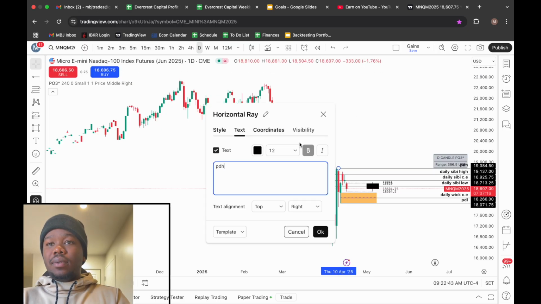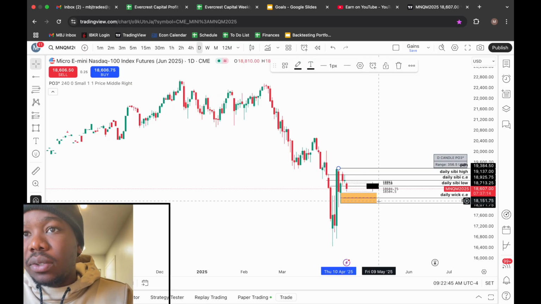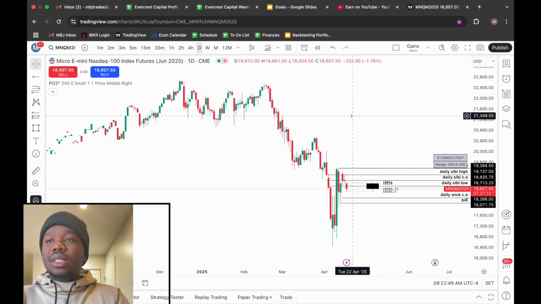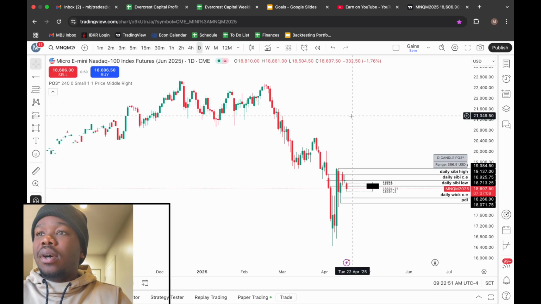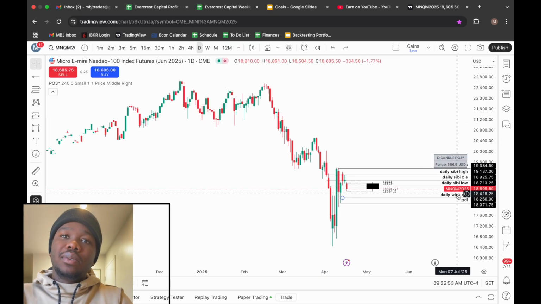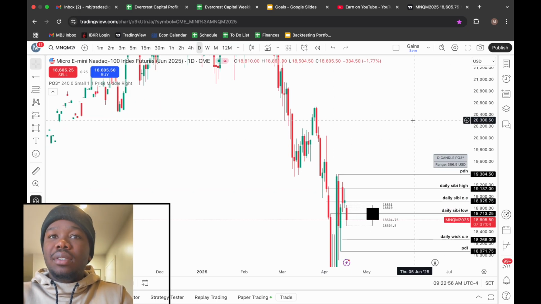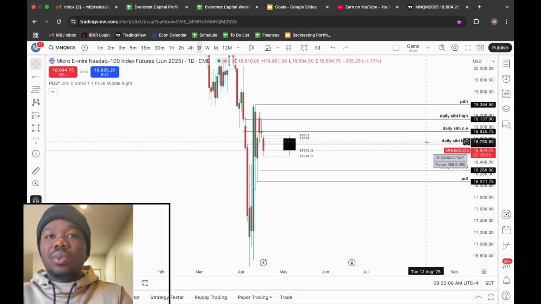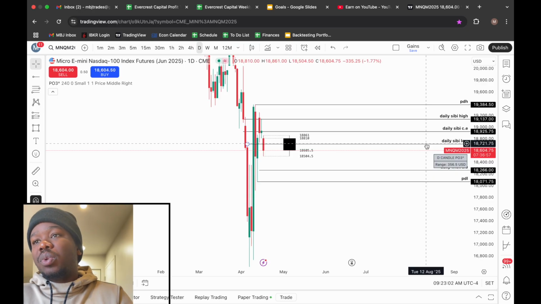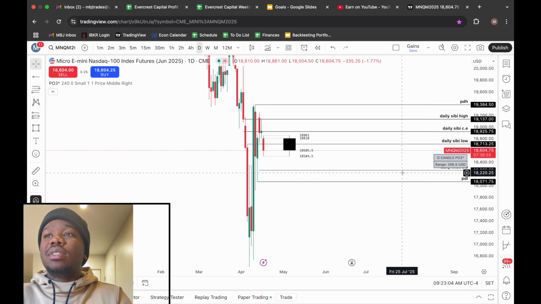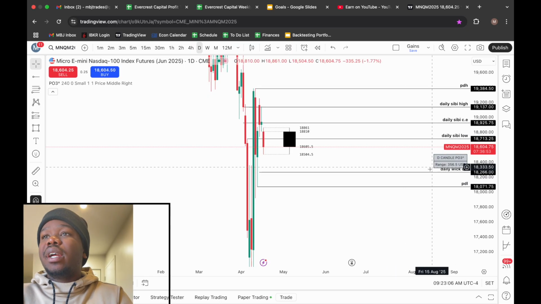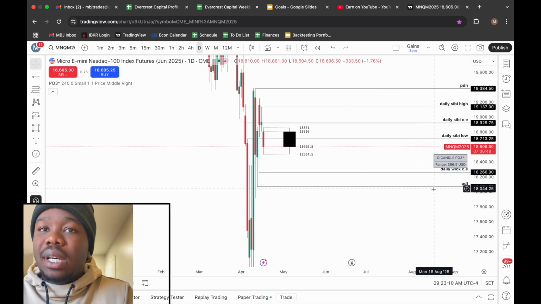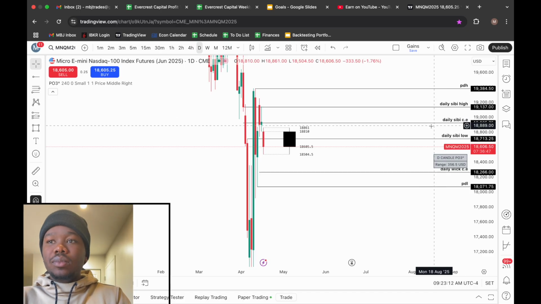And with that, I have all my levels marked out. So let's go over it one more time. We have our daily city low. We have our daily wick consequent encroachment. We have previous day lows. We have the daily CIBI consequent encroachment right here, the daily CIBI high, and then previous day highs.